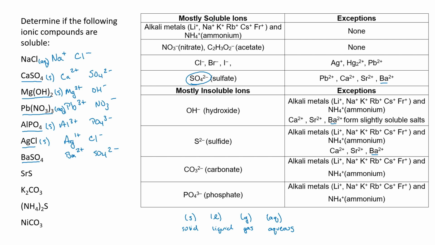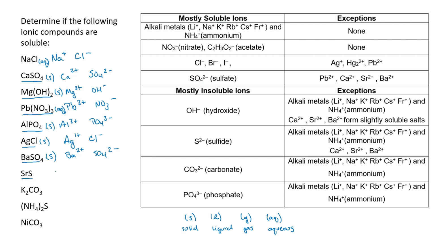So most sulfate salts are soluble. Let's see if barium is an exception. Yes, barium is one of my exceptions. So instead of this salt being a soluble salt, it is an insoluble salt. So this is also a solid.